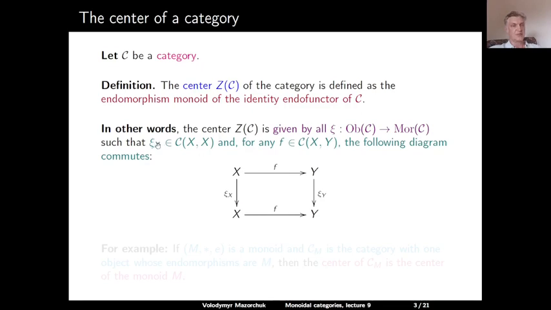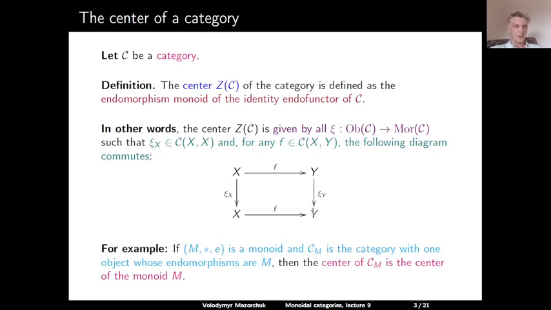So first of all, xi_x should be an endomorphism of x, and then for all morphisms f from x to y, the following diagram should commute. If we start with x, we can first go by f and then by xi_y, and this should be the same as if we first go by xi_x and then by f.